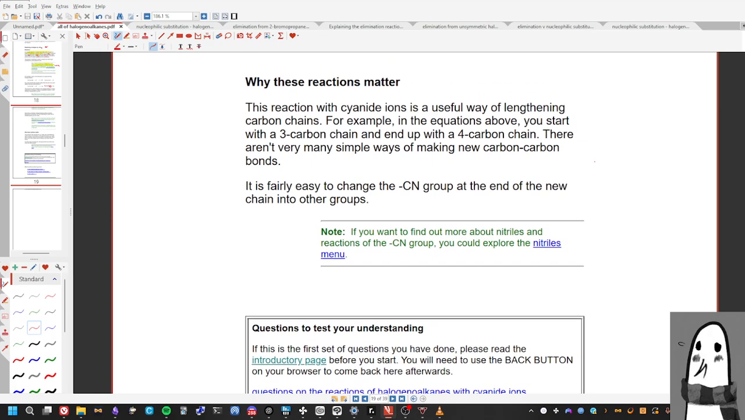Okay, now why do these reactions matter, right? Before we continue, I do remember hearing about cyanide being used to form something else. So, here we go. Cyanide ions are a useful way of lengthening carbon chains. For example, in the equations above, you start with 3 carbons and end up with 4. There aren't very many simple ways of making new carbon-carbon bonds. It is fairly easy to change the CN group at the end into other groups. If you want to find out more about nitriles and the reactions of the CN group, you could explore this.